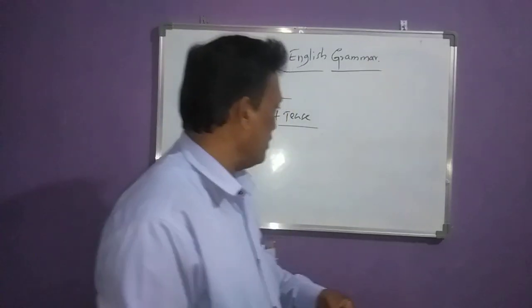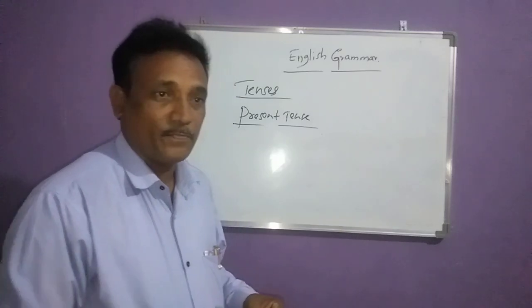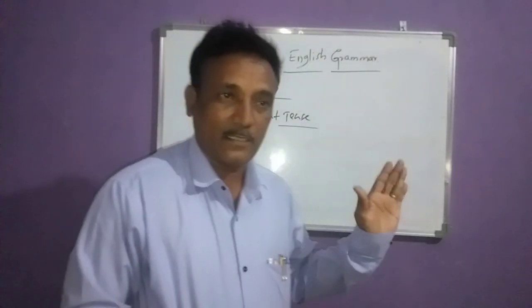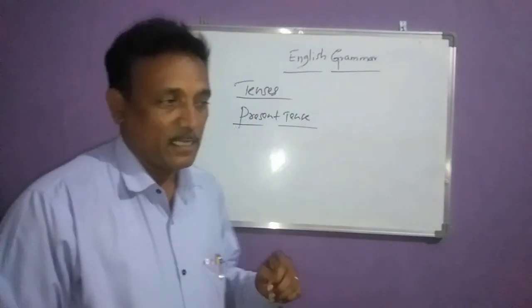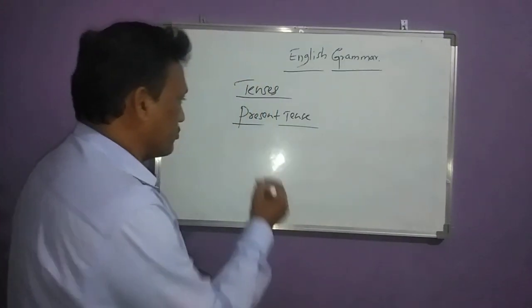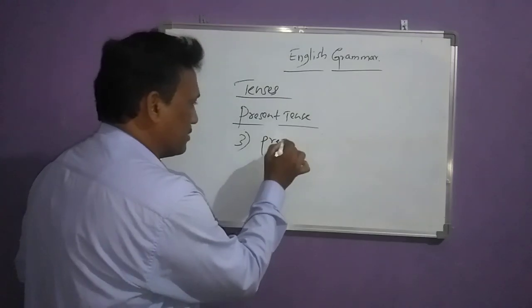In English grammar, we have already come across two types of present tense, and we have completed the first one, simple present tense or present indefinite tense, and the second one, present continuous tense. Now today let us confine our attention to present perfect tense.